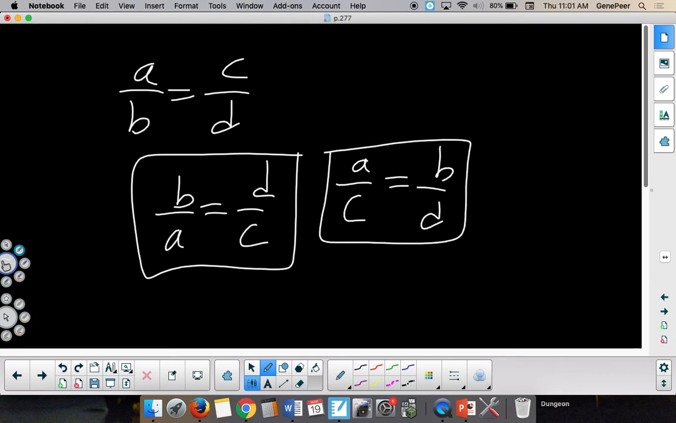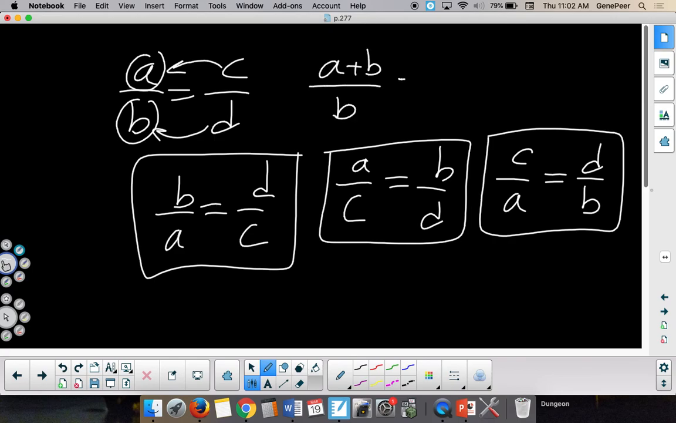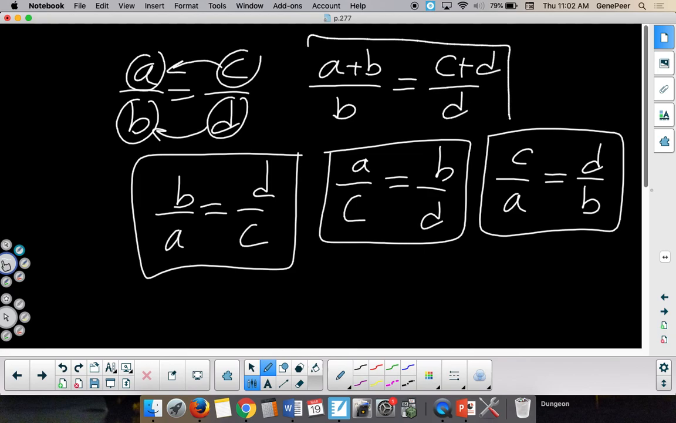Then we have what I call sideways backwards. Sideways backwards would look like what? C over A equals D over B. Or you could even get tricky if you wanted to and add this denominator to this numerator, giving you A plus B over B, as long as you do the same thing on this side and add this denominator to this numerator, which would give you C plus D over D. If you want to be bold and try that, that is a legitimate correct answer. I will only ask you for 3. If one of your 3 is this, you are correct.